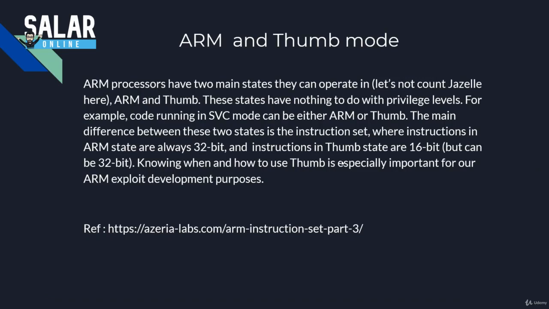The important thing in ARM is that it has two states: one is ARM mode and the other is Thumb mode. These states have nothing to do with privilege levels, but they differ in the instruction. In Thumb state the instructions are 16-bit, but in ARM state the instructions are 32-bit. We will see what the difference is when we do a buffer overflow.